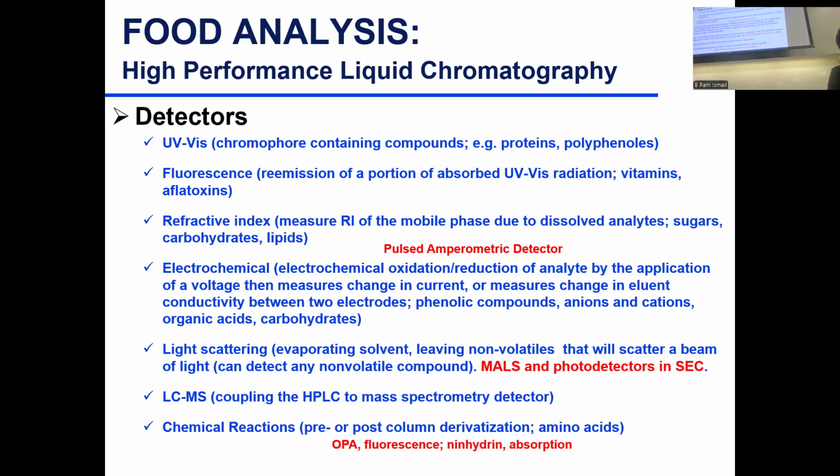It's commonly used with size exclusion chromatography, SEC. And MALS is multi-angle light scattering. This is highly sensitive and is used if we want to get the accurate molecular weight of the compound. Of course, MS is a detection, so it's a detector.